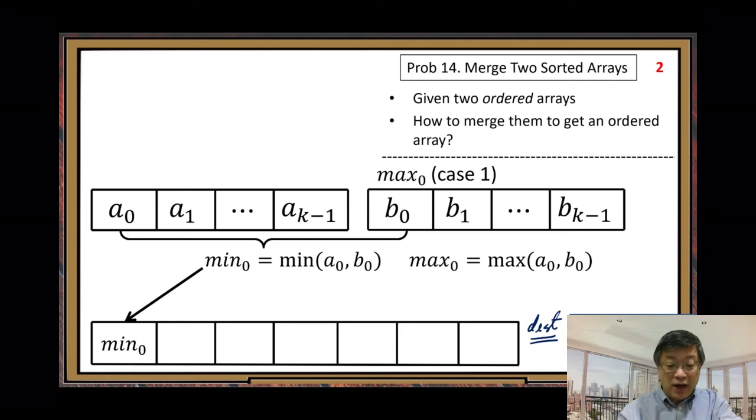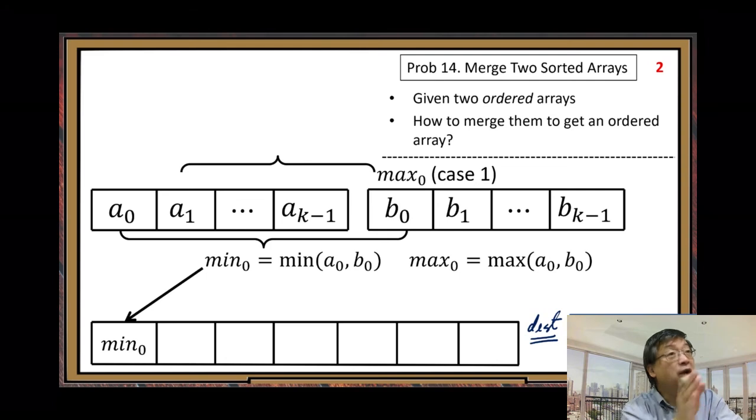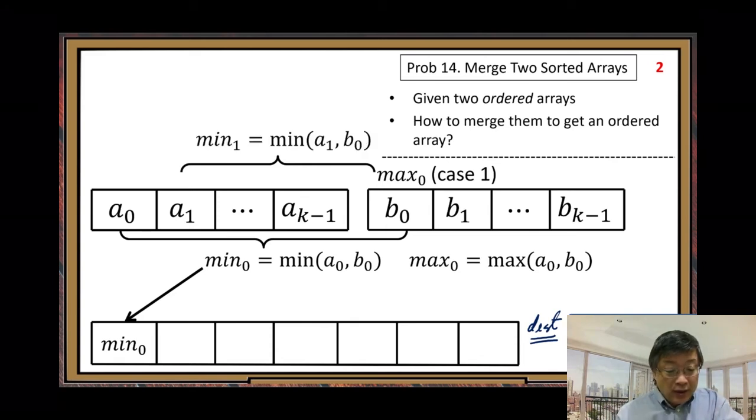All right, so after that, max 0, we can use it to compare with A1. The first element in the other array that has not been processed, that is A1. A0 is already placed in place. So A1, the next one. Assume min 1 is the smaller one between A1 and B0. After the second comparison, we can place min 1 in place, right?